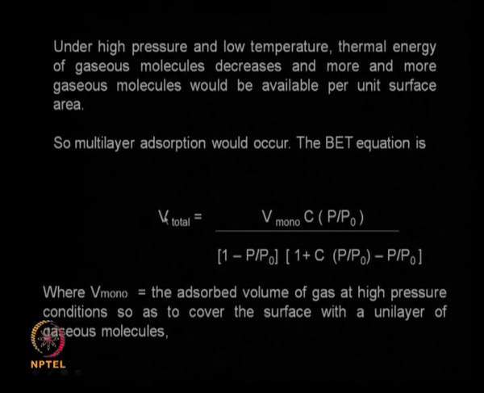So we have V total, that is the adsorbed volume of gas at high pressure condition, equal to the volume of gas that is needed for a monolayer adsorption, and then you have many terms, the P by P naught coming into the picture and so on. So it becomes a much more complicated equation which takes care of the multi-layer adsorption based on the amount of gas that gets adsorbed in a single layer.